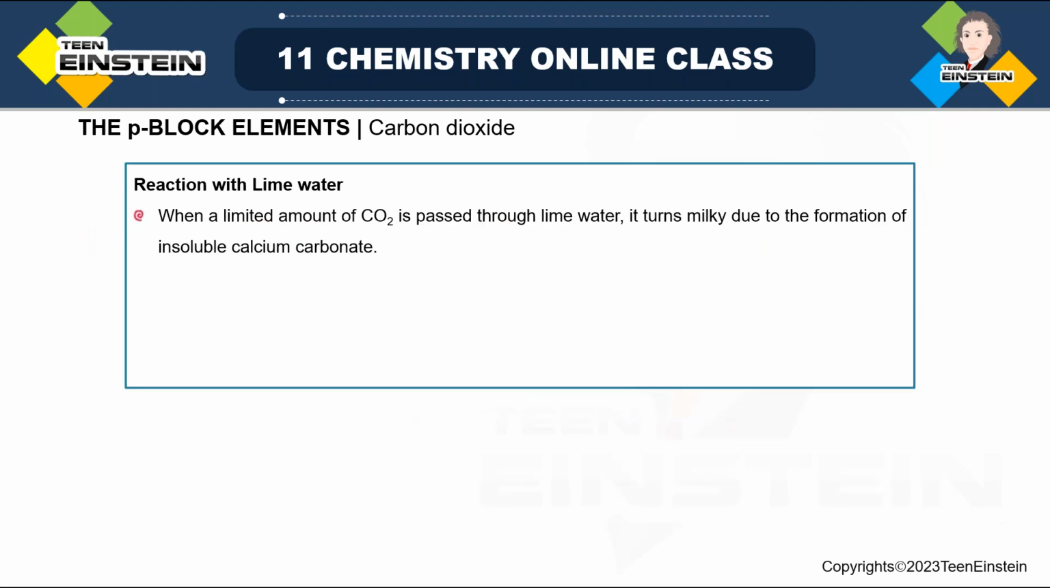Next, reaction with lime water. Now this reaction is very important because not just here, in other chapters also you will see some information related to this reaction. Lime water means calcium hydroxide solution. When a limited amount of CO2 is passed through Ca(OH)2 solution, that is lime water, there is a milky appearance, and this milky appearance is because of the formation of calcium carbonate. And calcium carbonate is insoluble, so that is why it appears milky.